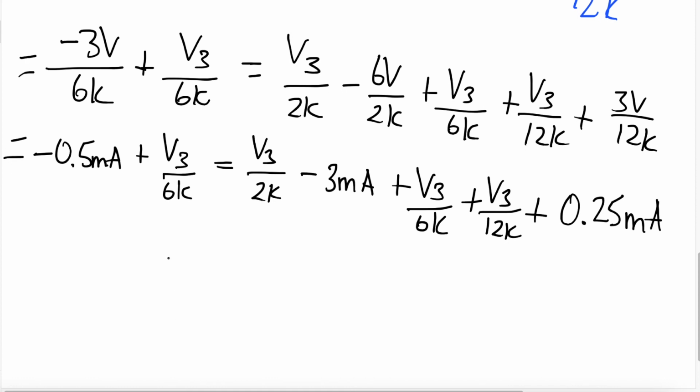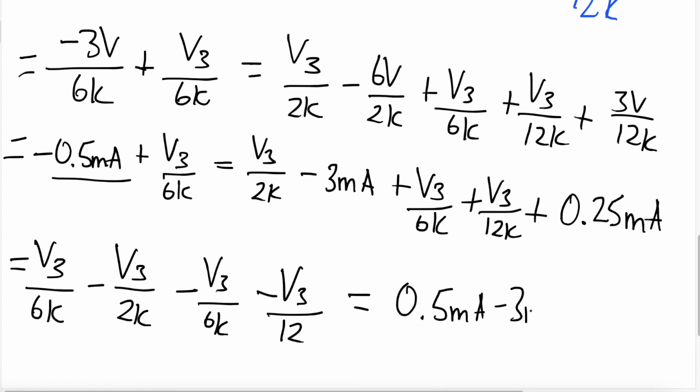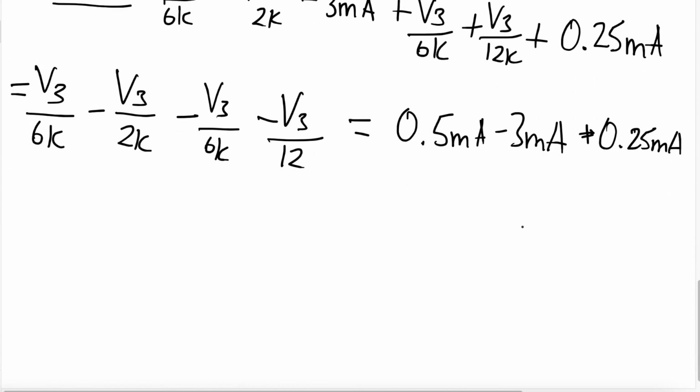If we bring all the like terms to one side, we get V3 over 6K minus V3 over 2K minus V3 over 6K minus V3 over 12K, and this is basically equal to, we're bringing the negative 0.5 milliamps over to the other side, so we have plus 0.5 milliamps, minus 3 milliamps, minus 0.25, plus 0.25 milliamps. Now we're going to isolate and simplify this even further.